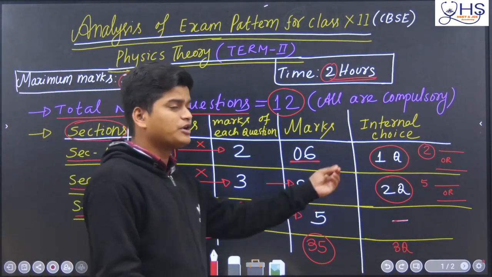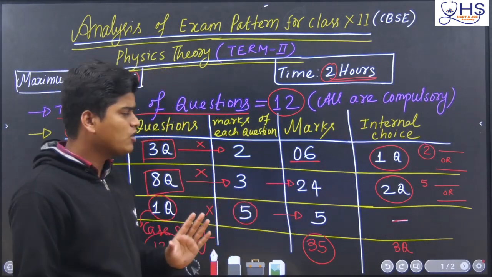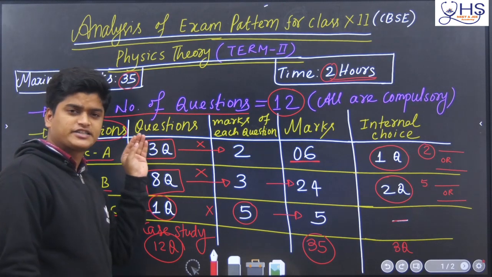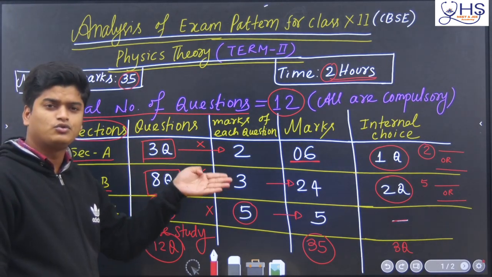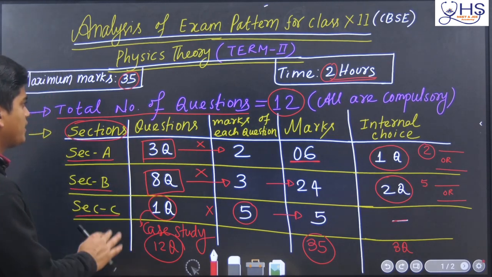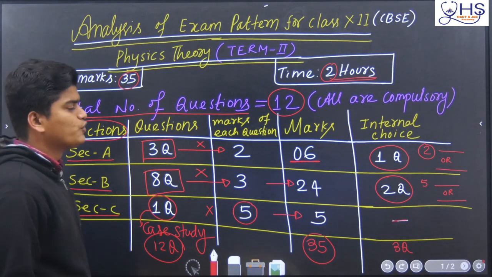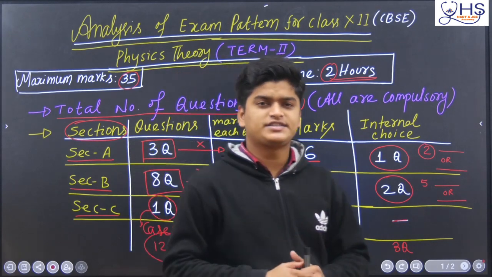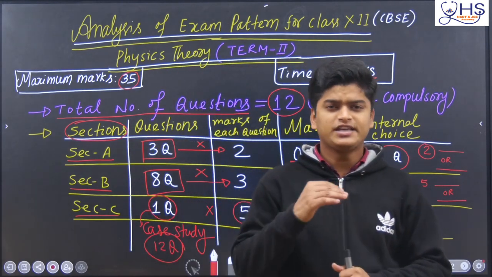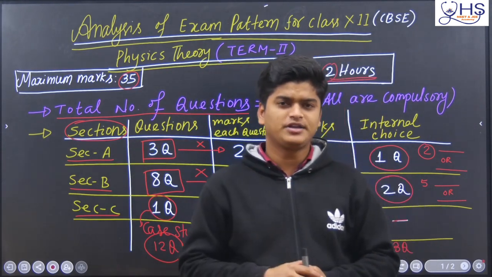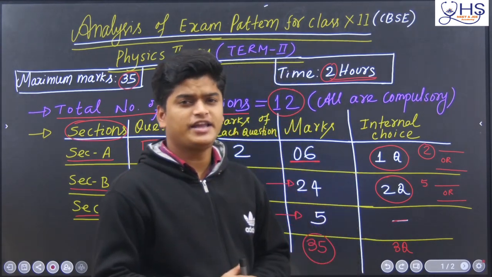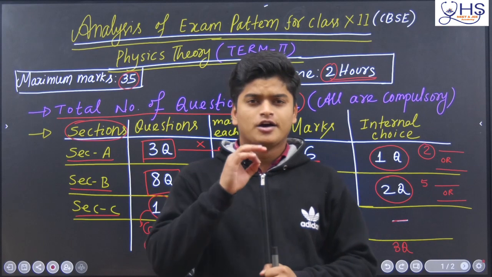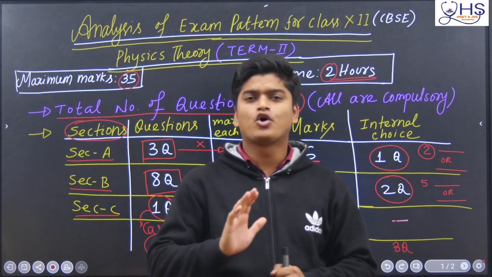And one more thing to remember about internal choice questions: in some questions in section A and section B, they will just give either this question or that question to do. Now we will go to the next thing, which is chapter-wise analysis. We will see from which chapter how many marks and how many questions are coming, understand it properly, and also see which chapters deserve more importance.